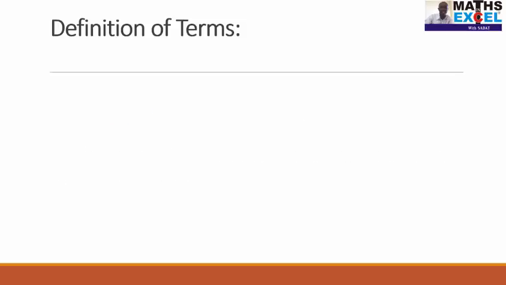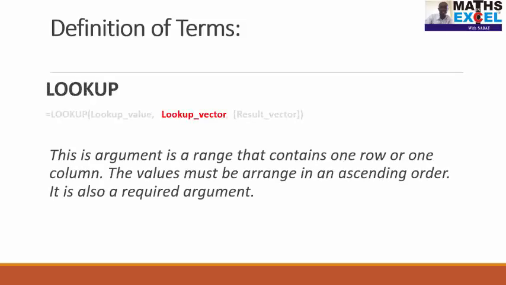Then we have the second argument in a lookup function, which is also required, is the range that contains one row or one column. Now this lookup vector must be arranged in ascending order. That is, if you are using numbers, you must arrange them in ascending order, as in our case we are going to be using numbers much more later.